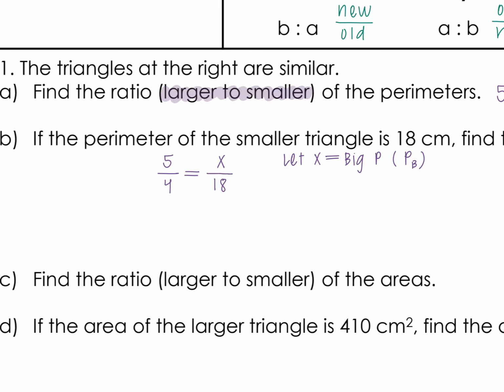Once I've done that, I'm now going to cross multiply. So I'm going to multiply the 4 and the x, and I'm going to set that equal to me multiplying the 5 times 18.